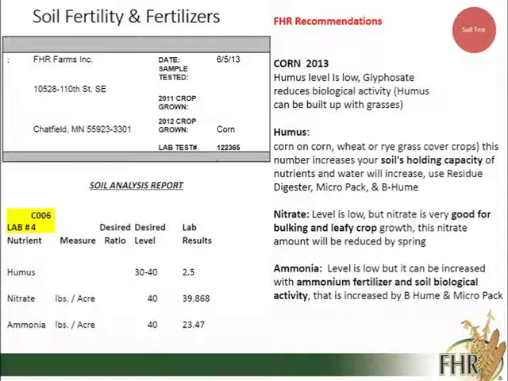Now, remember, a soil test is only a measurement of what is there at that given time, in that moment, in our soils. So first, what we're going to look at is a ton of stuff here. This was corn grown in 2013, humus level. Glyphosate reduces biological activity.